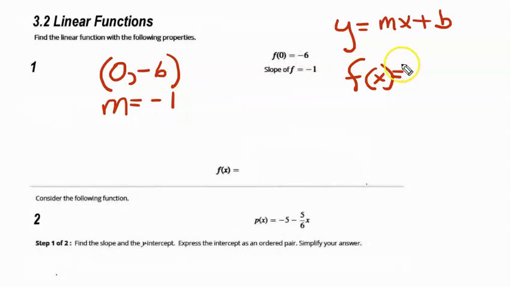So our slope is going to be -1 that we're not going to write. We're going to put the x there. So there's a 1 that we don't write. And our y-intercept is going to be -6. And that is the answer to number 1.